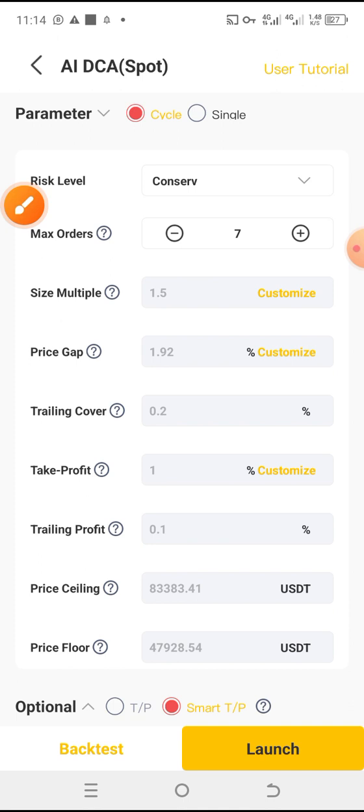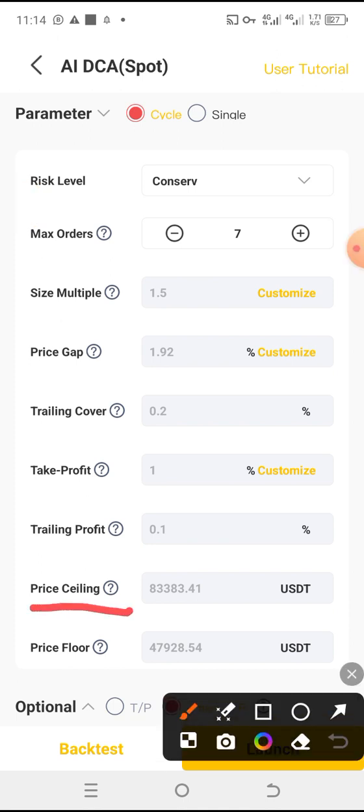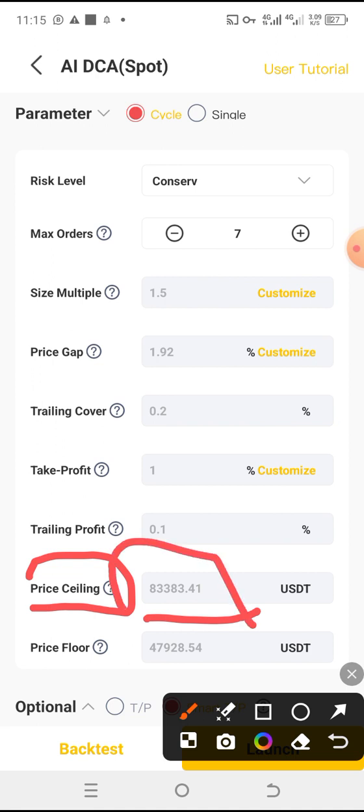So that's that. So here is the price ceiling. The price ceiling simply means the amount that it will get to, and the system will not buy for you again, because when it gets to that price, there's probability that it might drop very drastically, and you might be stuck here for too long. So that's that.